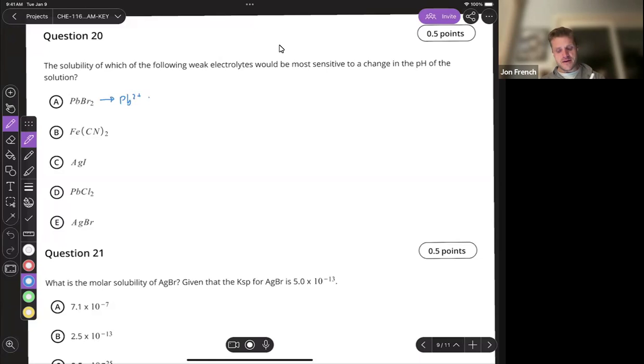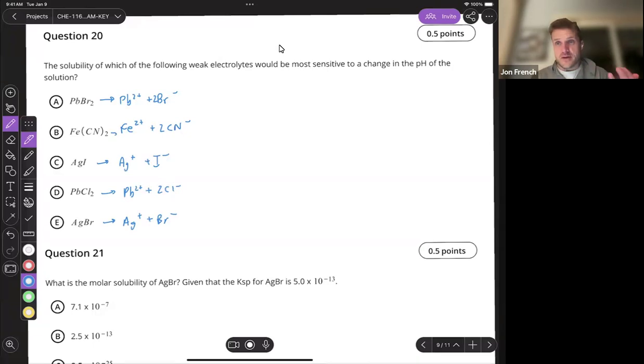So here I've got lead, bromide, I'll balance it, iron, cyanide, silver, iodide, lead, chloride, and then silver and bromide. We want to focus on the conjugate bases, because conjugate bases sometimes behave like bases.